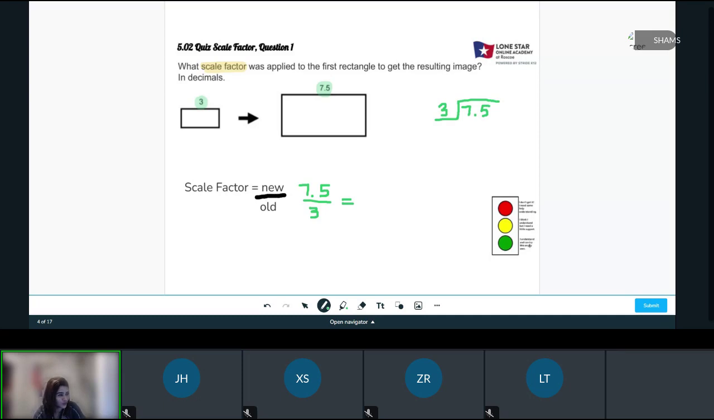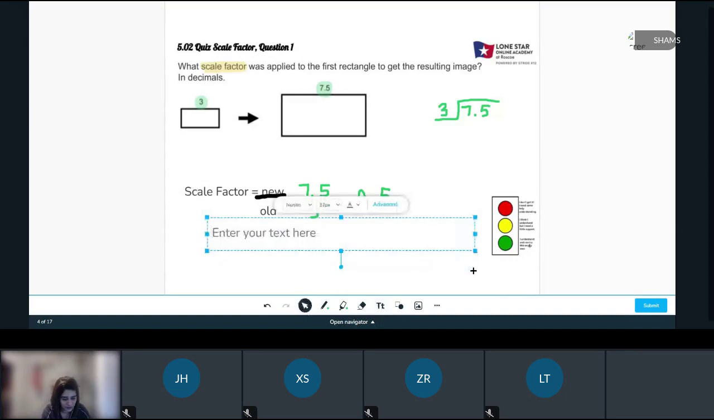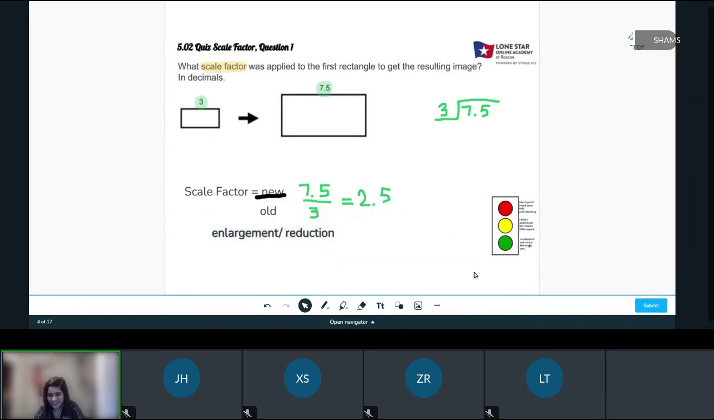You guys got 2.5. Yes, the answer is going to be 2.5. Let me also ask you, what happened here from the first rectangle to the second rectangle? Did you guys see enlargement, or did you guys see reduction? Did it get big or did it get small? Zainab says enlargement. I agree. It was enlargement.